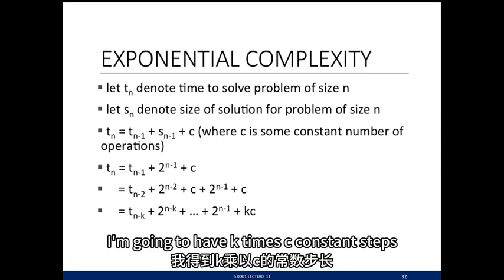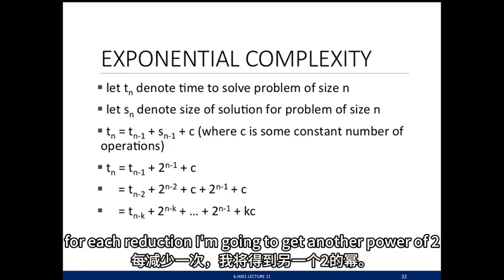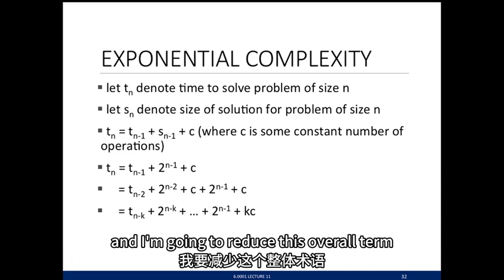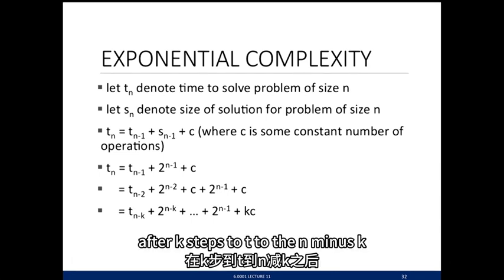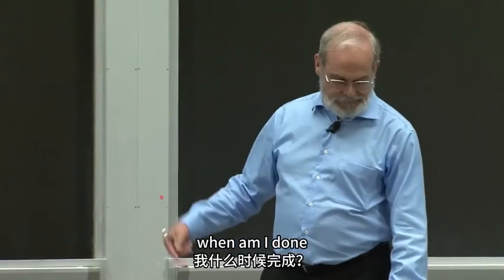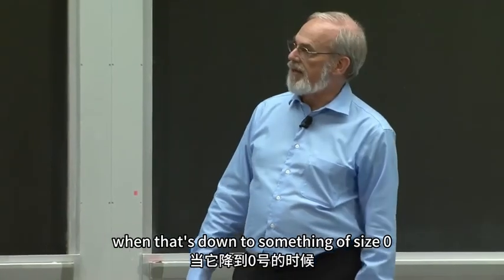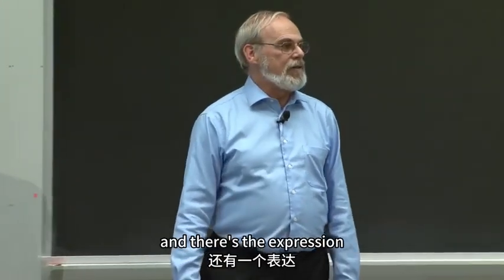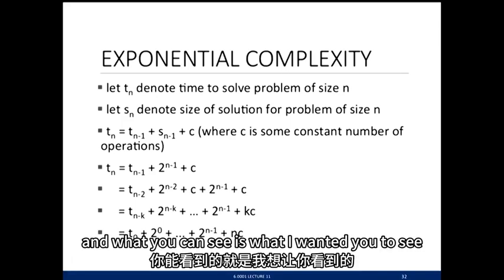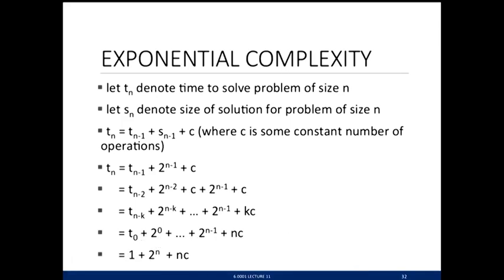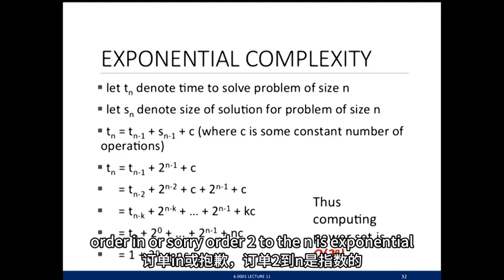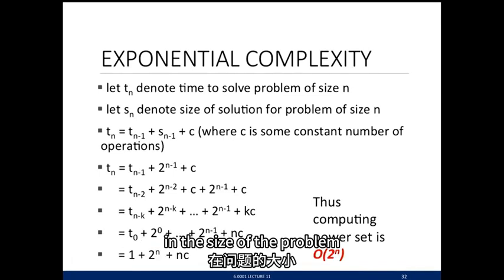I'm going to have k times c constant steps. For each reduction, I'm going to get another power of 2, and I'm going to reduce this overall term after k steps to t of n minus k. When am I done? When that's down to something of size 0. And there's the expression. And what you can see is what I wanted you to see. Order 2 to the n is exponential in the size of the problem.